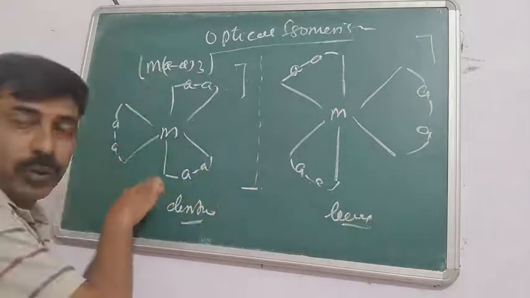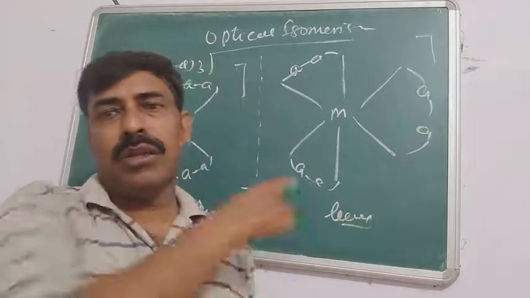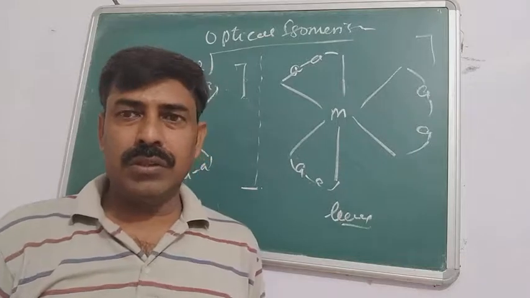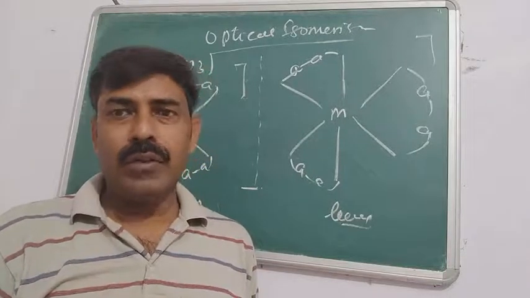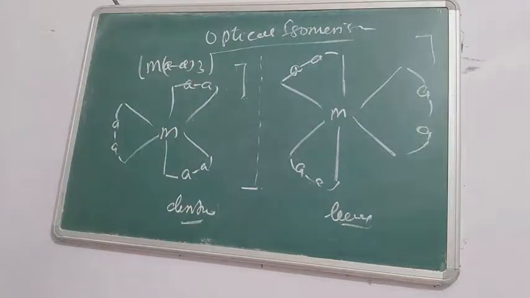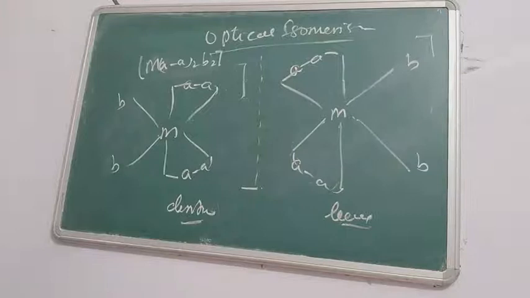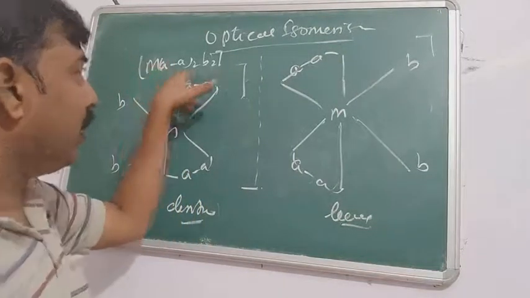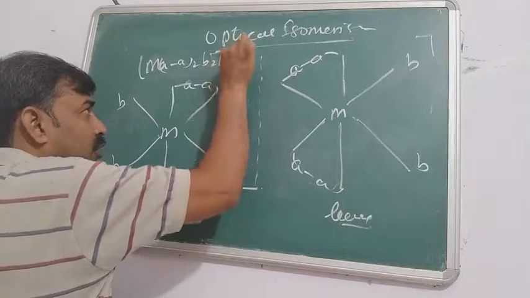That means if this one is rotating the light in the clockwise direction, the next one will rotate the light in the anti-clockwise direction. For the plane polarized light we are talking. Then this is the compound which gives the optical isomerism. If any other compound also gives the optical isomerism, surely it is the molecule having molecular formula M(AA')2B2. But not all of these molecules, only those which have the cis configuration. Here we are seeing M(AA')2B2 in the cis form only.